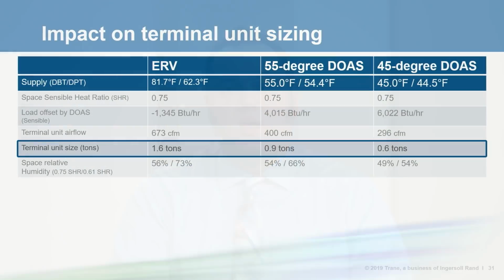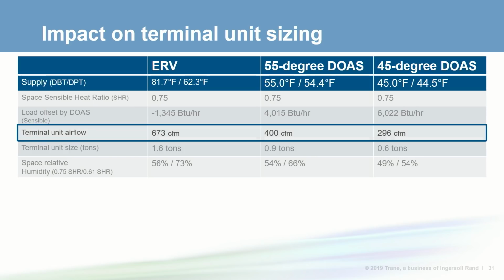Perhaps the most interesting thing here is the impact on terminal unit sizing. The delivery of colder, drier supply air offsets more space load. This leaves less load for the terminal unit, which allows it to be downsized. If using an ERV, the terminal unit would be sized to offset 1.6 tons. If using a 55-degree dedicated outdoor air system, this drops to 0.9 tons. And if the air is delivered colder at 45 degrees, it drops further to 0.6 tons.